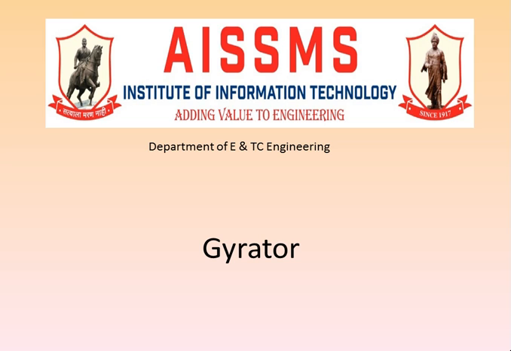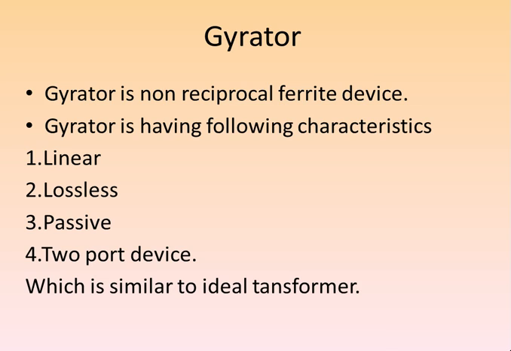I'm going to talk about Gyrator. Gyrator is a non-reciprocal ferrite device which has the following characteristics. It is a linear, lossless, passive, two-port device which is very similar to the ideal transformer.